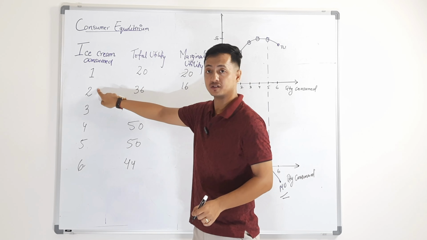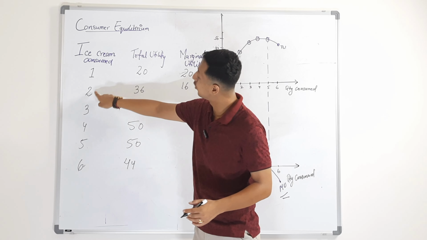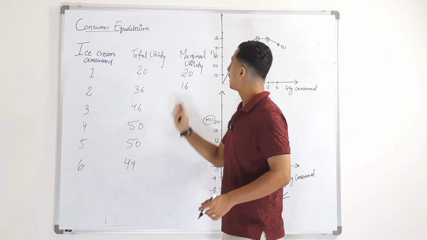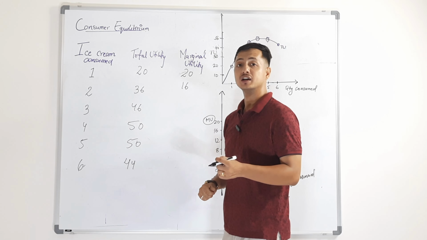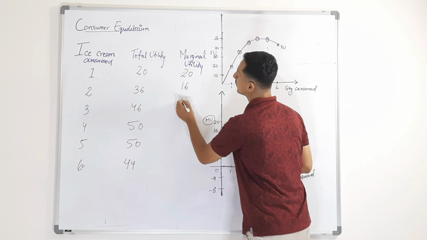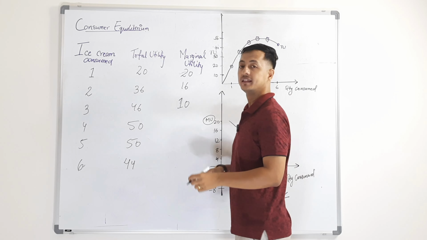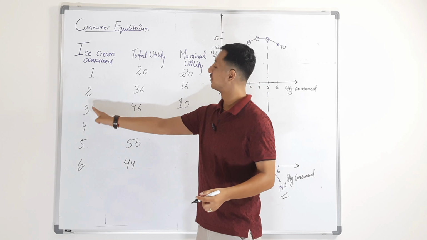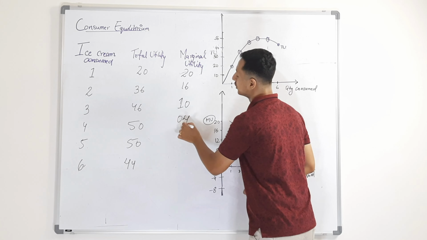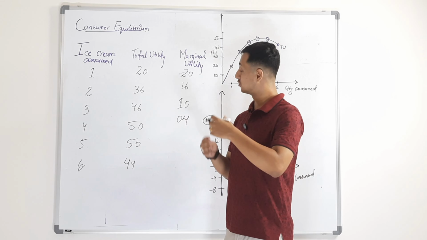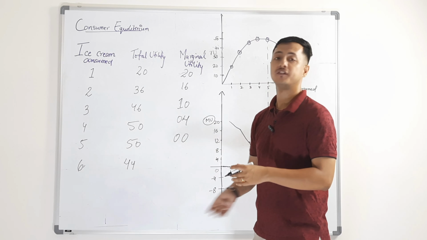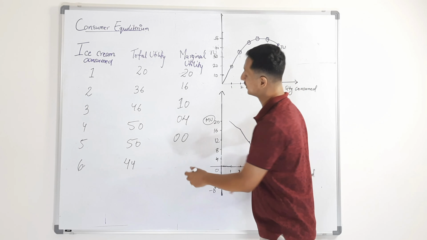Now as the consumer consumes one more ice cream continuously, the total utility is increasing no doubt, but the marginal utility that you derive by adding one more ice cream has reduced. So let's say it's 10. Then, furthermore, if he or she consumes a fourth ice cream, you will get very little marginal utility. Then once it reaches the saturation point, marginal utility is 0. And if he or she consumes further, it will become negative.